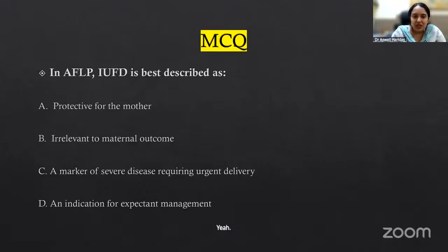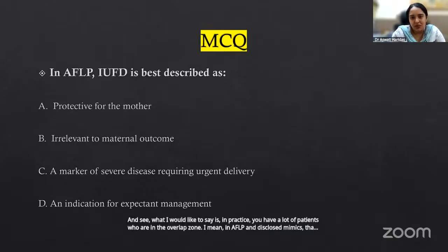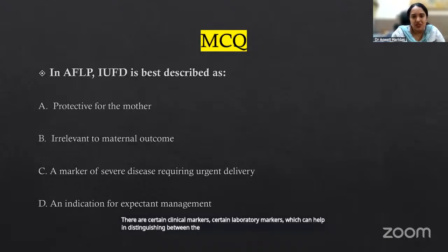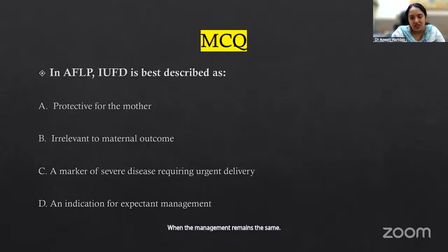And see, what I would like to say is that in practice, you have a lot of patients who are in the overlap zone, in AFLP and its close mimics, that is HELLP and severe preeclampsia. You can have hypertension in all three situations. You can have acute kidney injury in all three situations. There are certain clinical and laboratory markers which can help in distinguishing between the three, but I don't think we really waste a lot of time in ascertaining the exact etiology when the management remains the same. It is expedient delivery and maternal support.